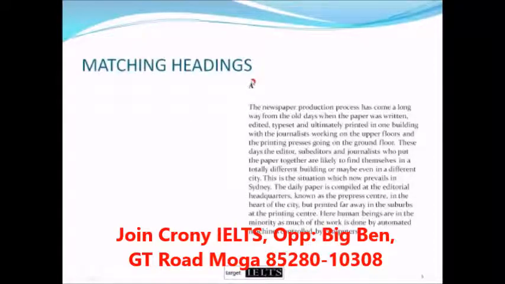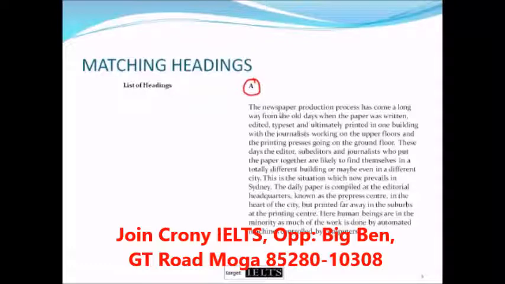So we have a paragraph from this passage on robots at work, and we have the headings on the left-hand side. Let's read the first line. It says, the newspaper production process has come a long way from the old days when the paper was written, edited, typeset, and ultimately printed in one building with the journalists working on the upper floors and the printing presses going on the ground floor. It does not make a lot of sense. I will go back and read it a second time.